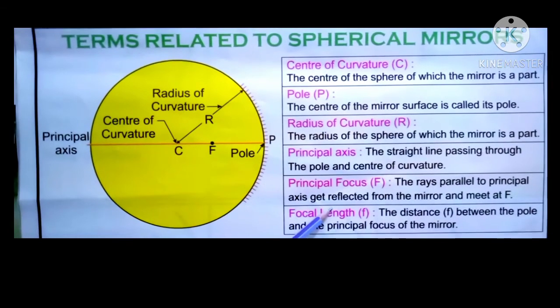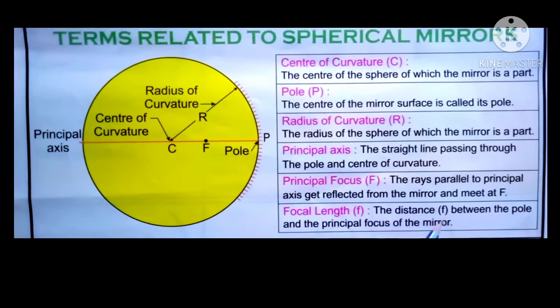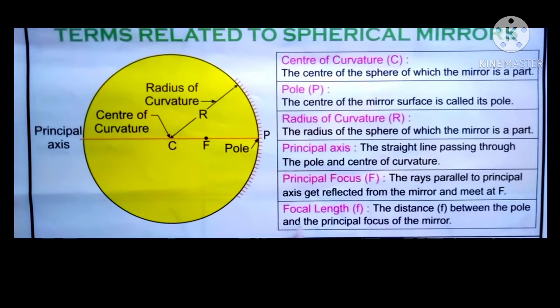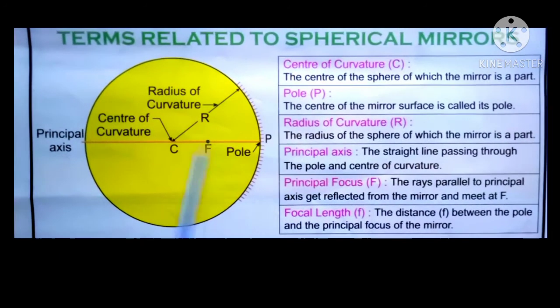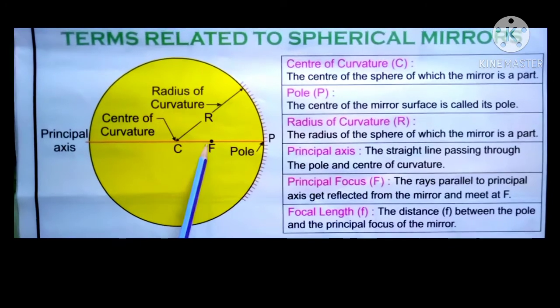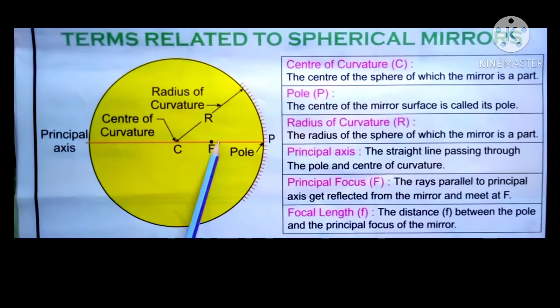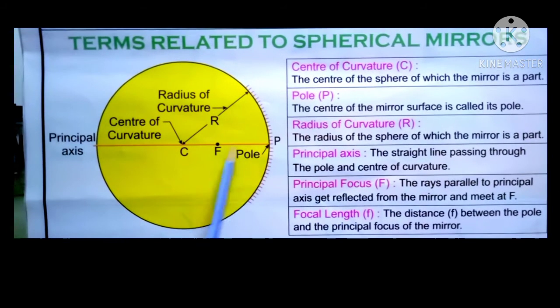Now what is focal length? The distance between the pole and the principal focus of the mirror is called focal length. That means the distance between the pole P and F, focus. This is the focal length.